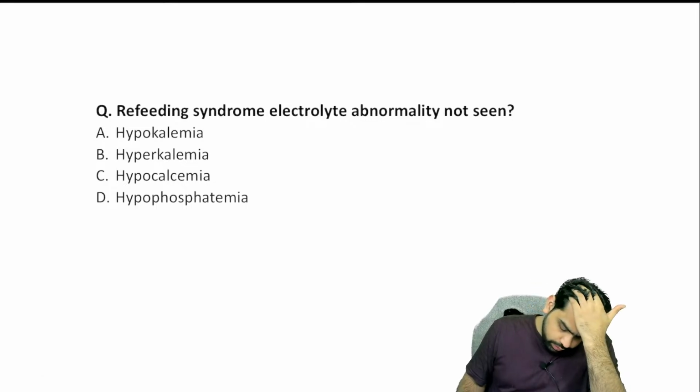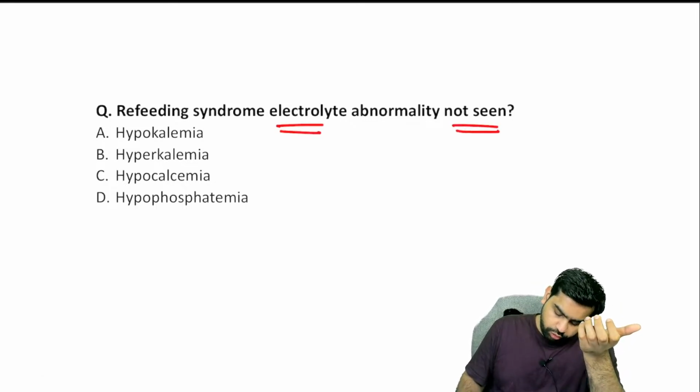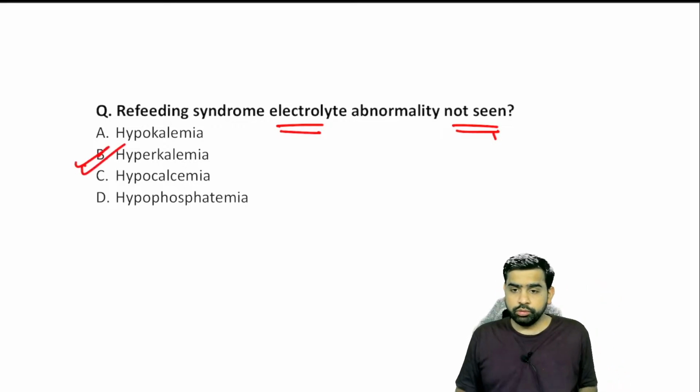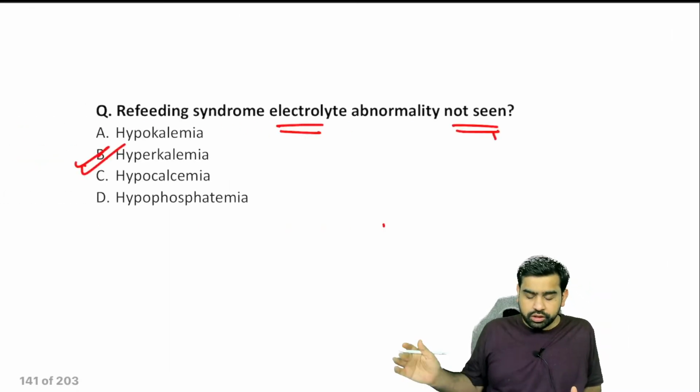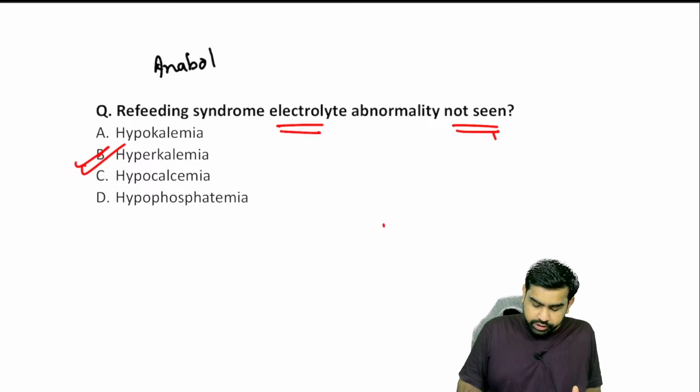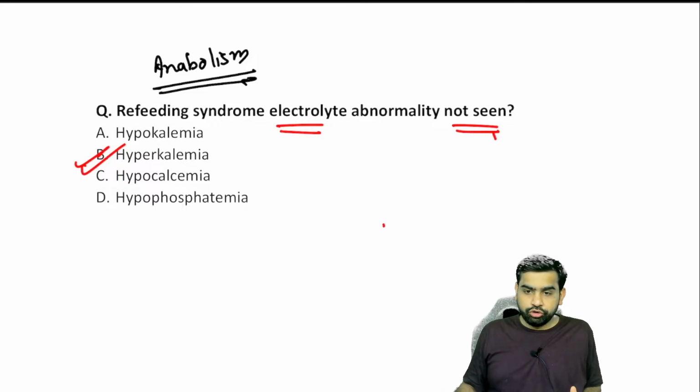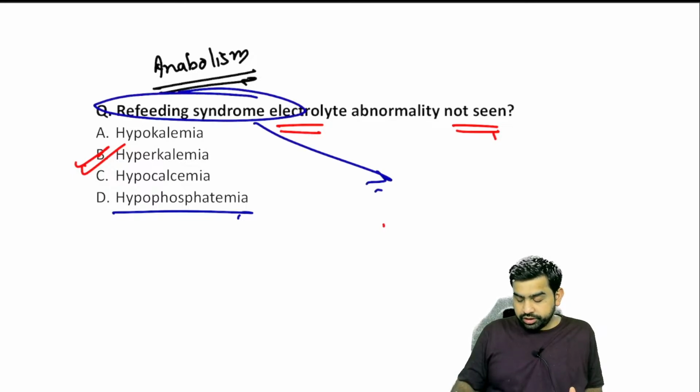Now, refeeding syndrome: electrolyte abnormalities are seen, so hypokalemia, hypocalcemia, hypophosphatemia. So what is this refeeding syndrome? Let's say there is a patient in a state of chronic starvation. Just remember, in refeeding syndrome there is a phase of anabolism, and in anabolism all the micronutrients are used. That is why we get hypokalemia, hypocalcemia, hypophosphatemia. We have to take it seriously, because this can lead to cardiac abnormalities.